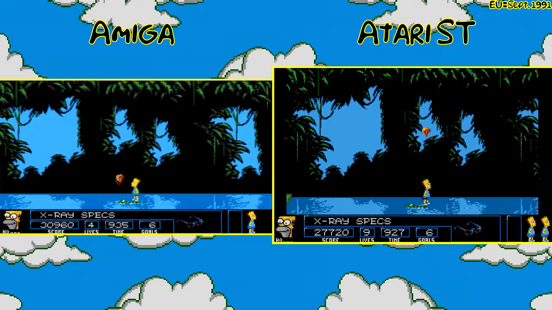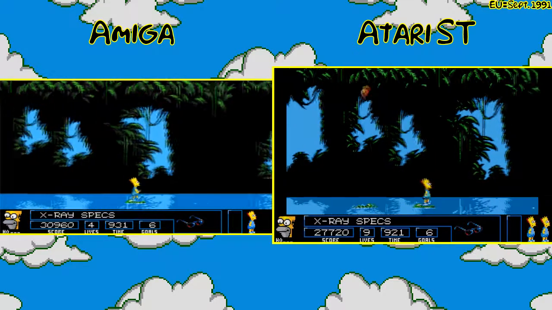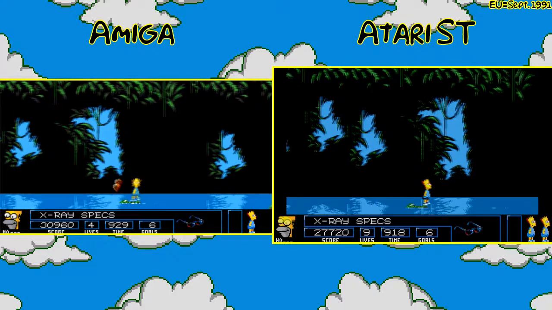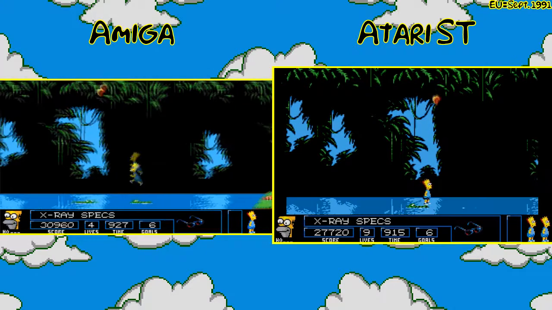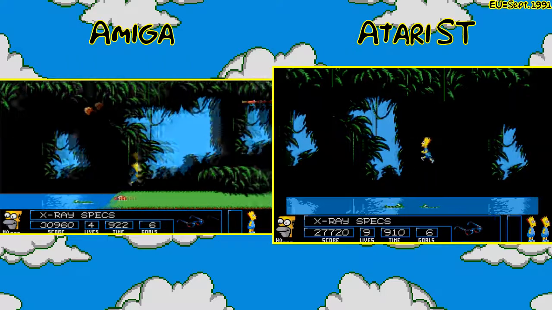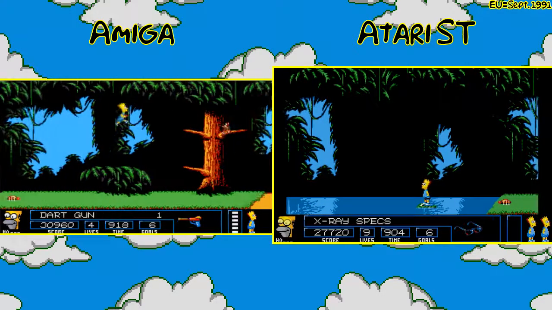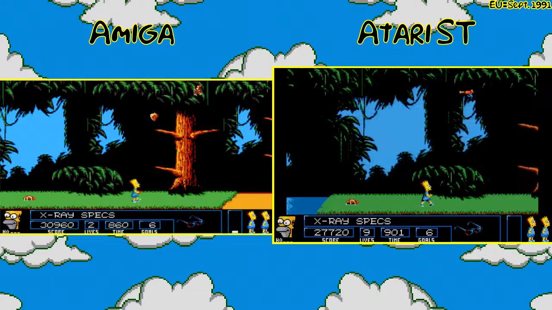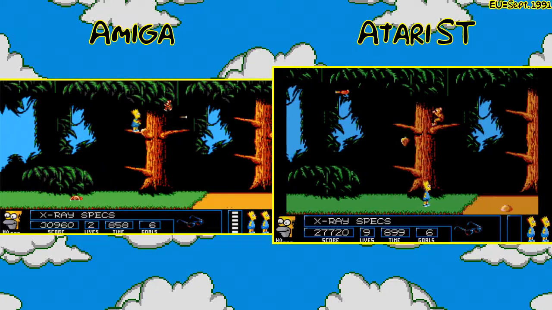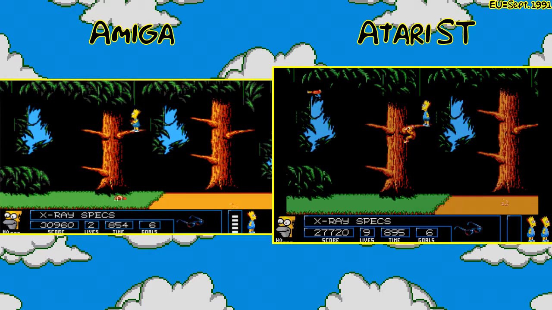So again, because the Atari actually ends up playing slower than the Amiga, everything is just so much easier to do. If you pay attention to the monkey here, he's actually a lot bigger than he is for the Amiga. You can just see he's pretty much triple the size in the Atari, which is nice. It's just a lot easier target to hit.